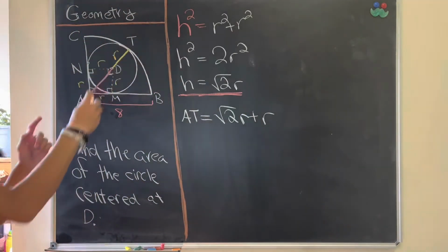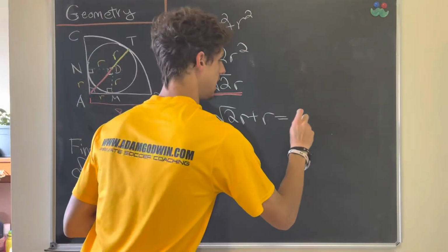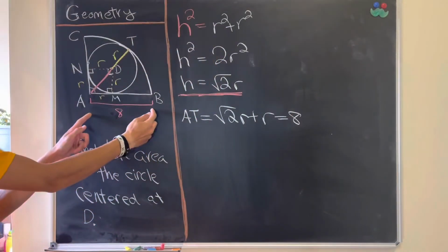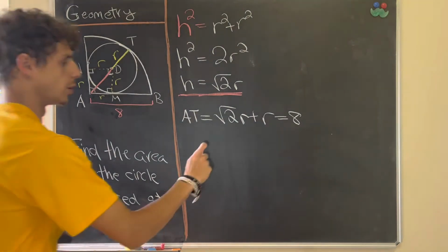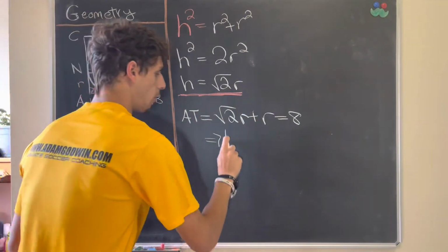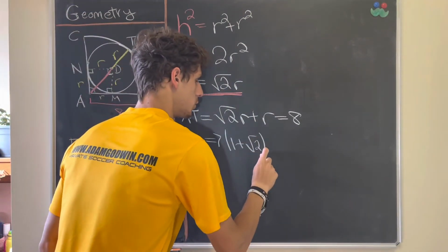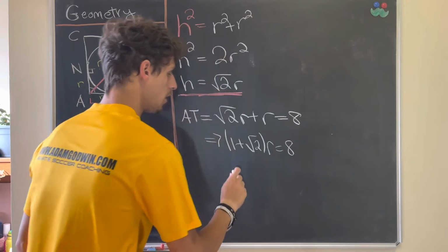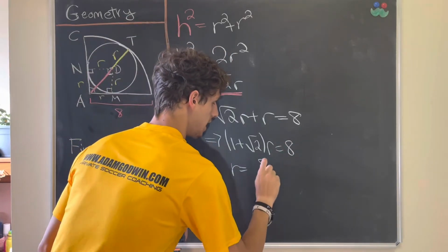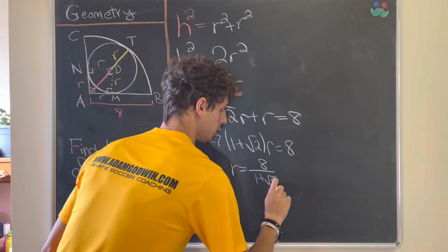But we also know that this line segment AT is of length 8 because it's a radius of the larger circle. So in other words, we know that 1 plus the square root of 2, times r, is equal to 8, or r is equal to 8 over 1 plus the square root of 2.